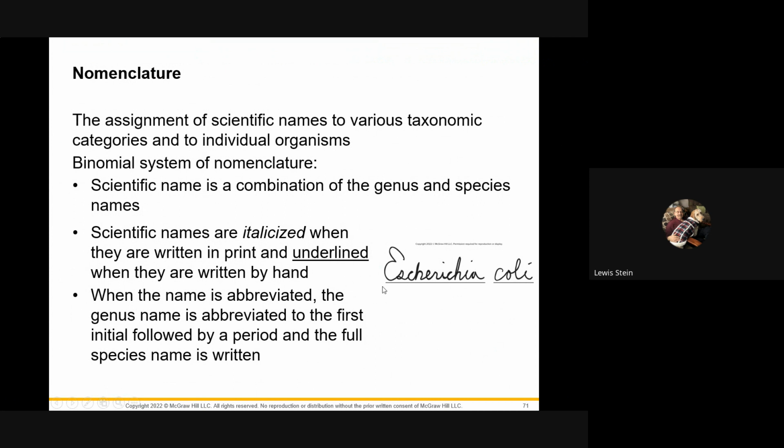coli. And it was named, because scientists are vain, after a guy named Escherich, who discovered it in the colon. So the second word is its location, and the first word, the genus, he took out of his name. Who wants to keep writing Escherichia? So we just write E, period, coli. And that's perfectly legal on a chart.